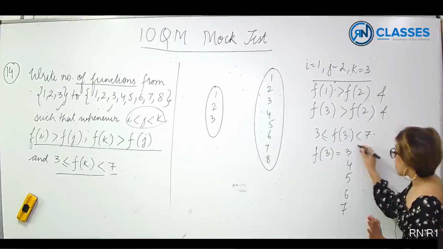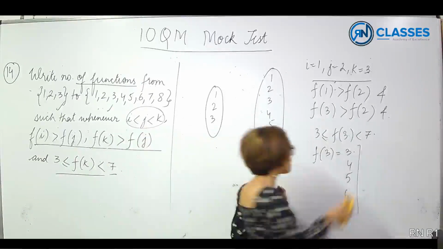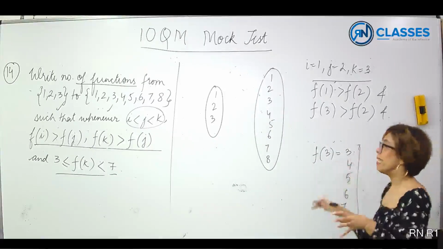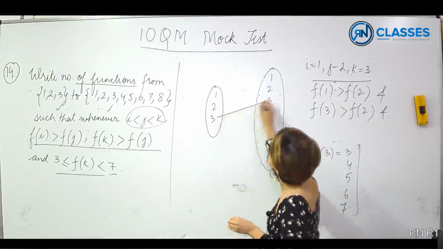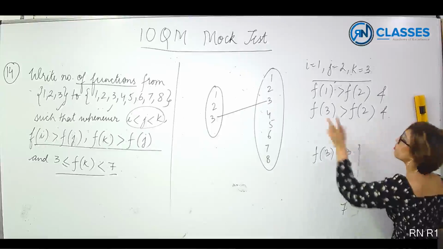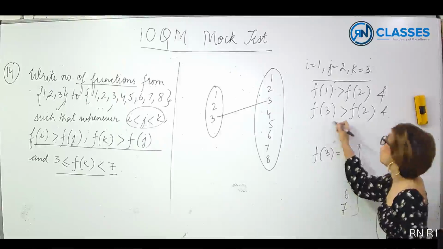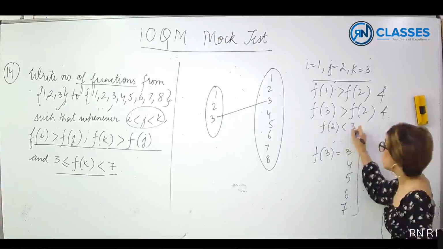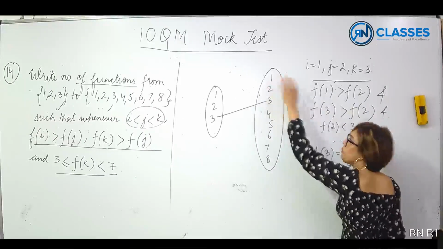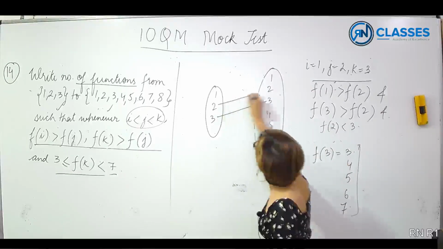So that means I have 5 cases and I need to count how many functions are there in each of these cases. Now, first case, when f(3) is 3, that means 3 is definitely related with 3. Now, that means f(3) is greater than f(2). So, 3 is greater than f(2). Perfect. Now, 3 is greater, or we can say f(2) is less than 3. So f(2) might be related with 2 or it might be related with 1. It's very clear, right? Let's see what happens when f(2) is related with 2.